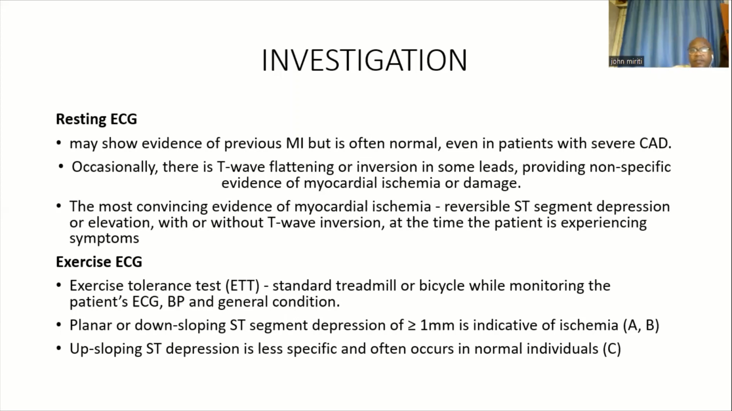So the most convincing evidence of myocardial ischemia is reversible ST segment depression, with or without T wave inversion, at the time the patient is experiencing symptoms. So exercise ECG can also be done. This is called the exercise tolerance test, and it is done on a treadmill or a bicycle with a monitoring gadget for the ECG and the blood pressure. A horizontal or downsloping ST depression of more than 1 millimeter is indicative of ischemic heart disease. Also, upsloping ST depression is not very specific and often occurs in normal individuals.